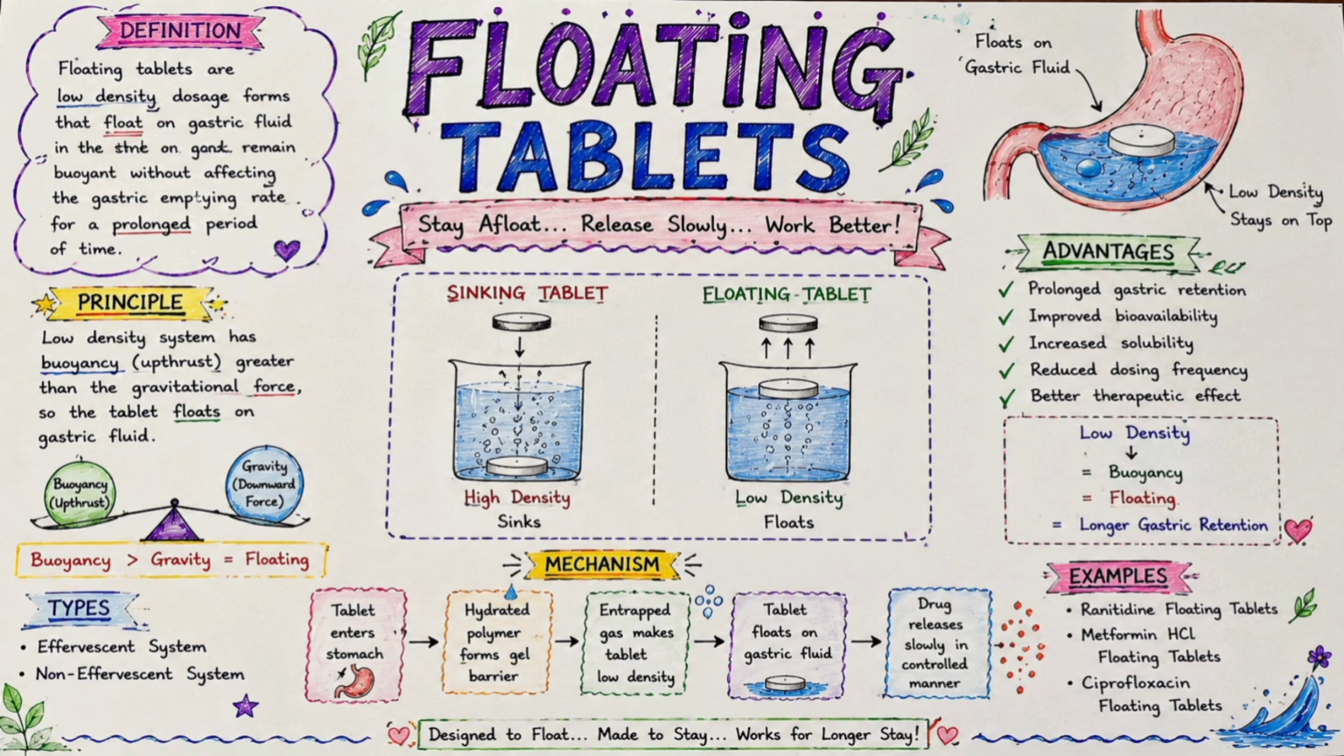Students, today we are following the complete journey of a very special tablet. A tablet enters the stomach, the polymer hydrates, a gel layer develops. In an effervescent system, carbon dioxide is generated and entrapped and the effective density decreases. So the dosage form becomes buoyant. It remains in the gastric region for a prolonged period and releases the drug in a controlled manner. Remember our 3 magical words: float, stay, release slowly.